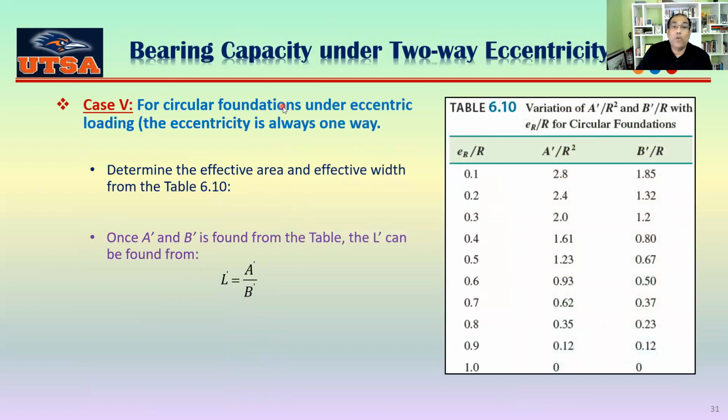Now, case 5 for circular foundation under eccentric loading. The eccentricity is always one way for a circular section. So determine the effective area and effective width from table 6.10 here. You can see, if you know your ER by R, where ER is the eccentricity and R is the radius of the circular section, then you can find out your A prime by R square and your B prime by R. So you can find out your A prime and B prime. So your L prime is A prime divided by B prime.